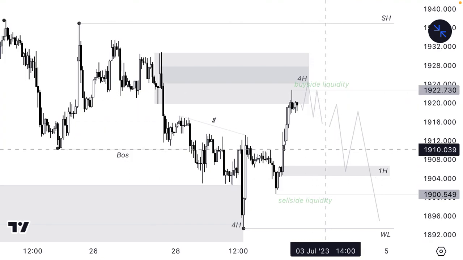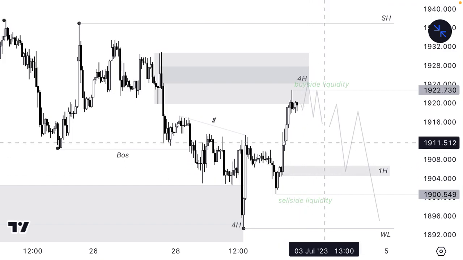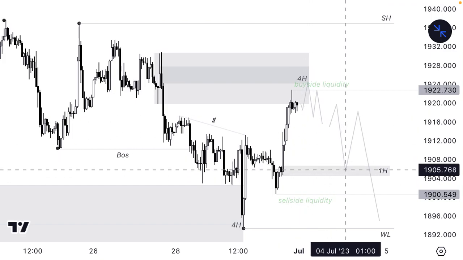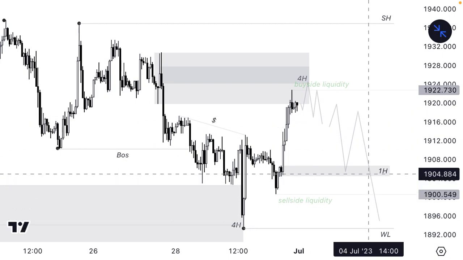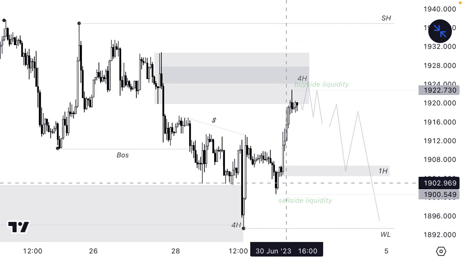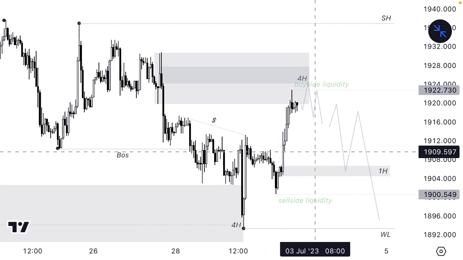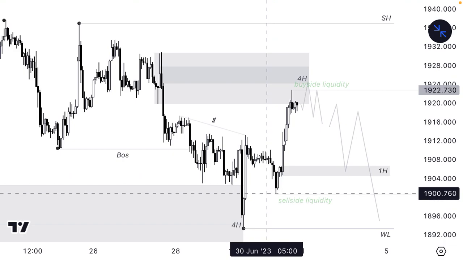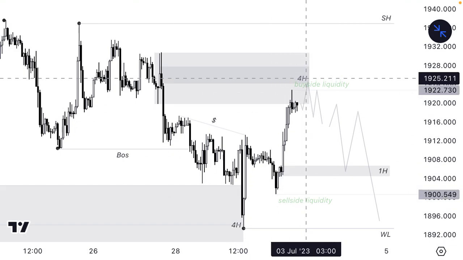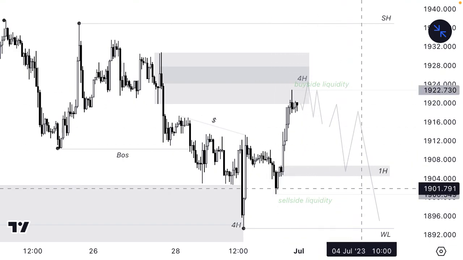So this area is just going to be a short-term demand zone, which is just going to take price to the upside a little bit, then push price to the downside. So if you're planning to enter at this area, this is just an inducement. Price is just going to come to this area, mitigate that, and then push to the downside.